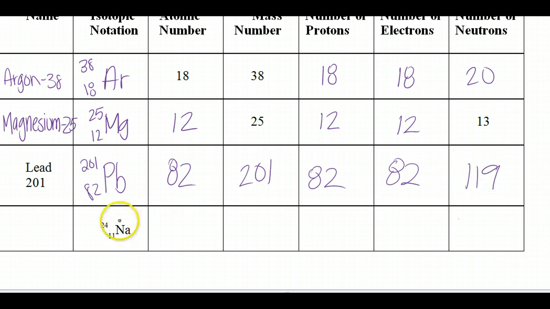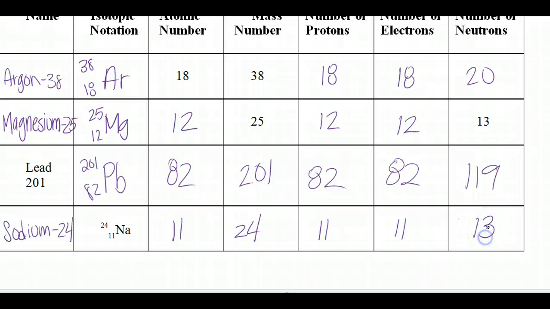For this last example here, Na, I know that that is sodium. This top left is our mass number. We've got the 11 down here, so that's our atomic number and our number of protons. Not being given information about the charge tells us that our electrons are also 11. Therefore, to get our neutrons, we take 24 minus 11 to give us 13 neutrons.